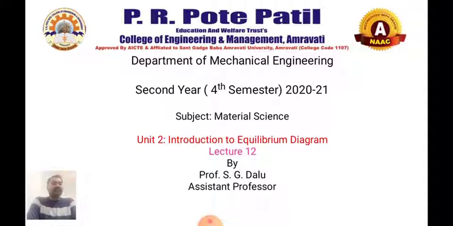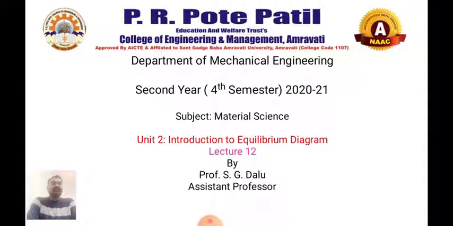Okay, in the last lecture, or up to the previous lecture, we have studied in the second unit, that is the iron carbon equilibrium diagram, various phases like alpha ferrite, delta ferrite, austenite, cementite, ledeburite, pearlite. We have studied all those phases in detail with their properties.